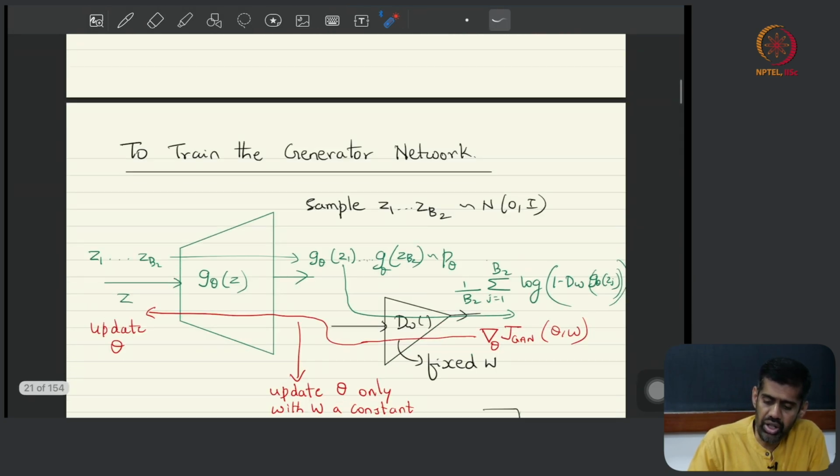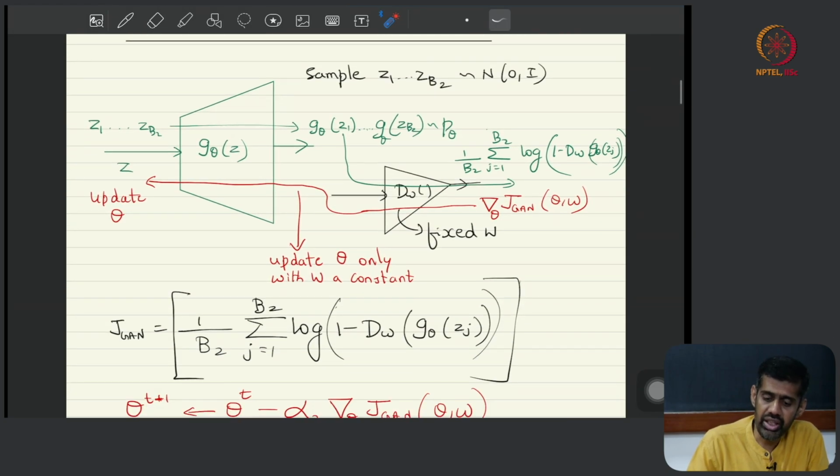Then to train the sampler network, note that while we are updating the parameters of the sampler network, we do not need the samples from the true data. We do not need samples from the distribution Px. Why? Because the expectation of D_w, the first term that is there in the objective function, is independent of theta. So, it will just go away.